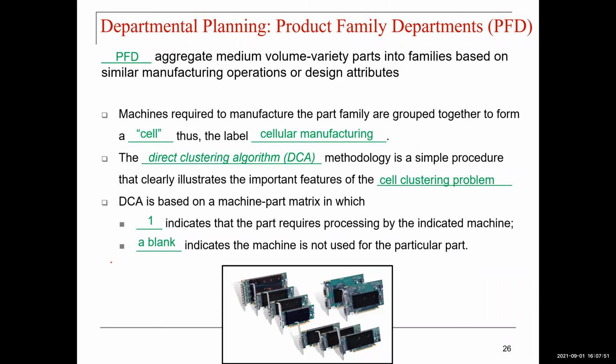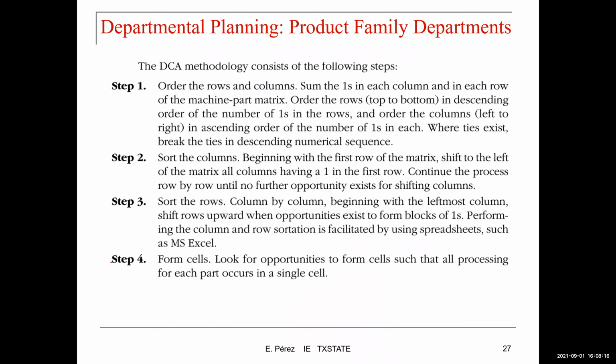So now I'm introducing this algorithm that can help us plan for the number of machines that we will need within a manufacturing cell for medium volume variety parts, trying to accommodate them into families. So the DCA methodology consists of the following steps. These are the steps of the algorithm. Step 1, we're going to have a matrix.